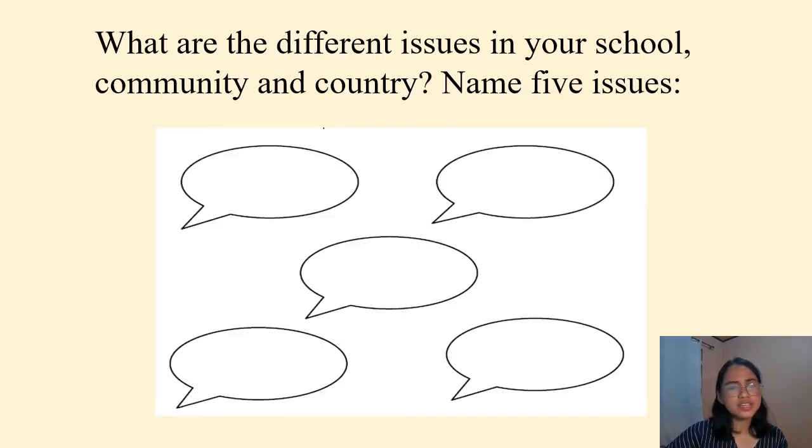Okay, so what are the different issues in your school, community, and country? If there is, okay, you name 5 issues, please click that pause button on your screen and try to answer these. Okay, you think about 5 issues in your school. It might be in your school, in your community, or in general in your country. Are you done with this? Okay, so I hope that you're done. We can proceed with the next.